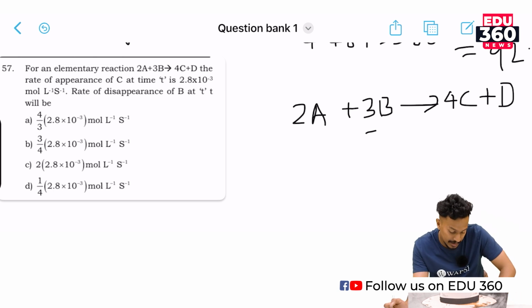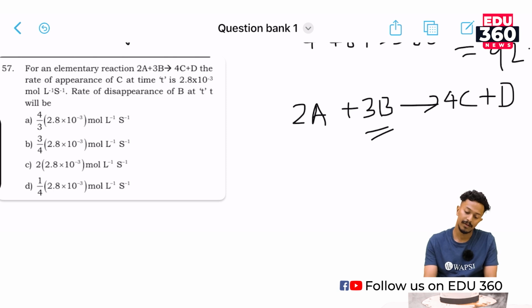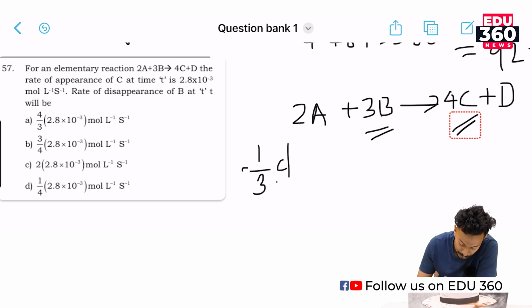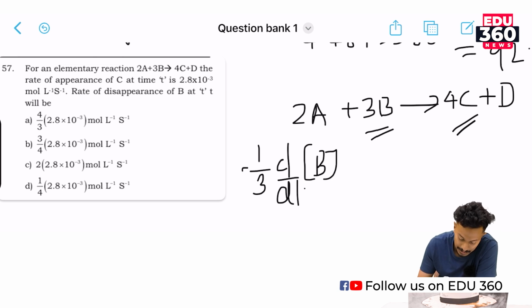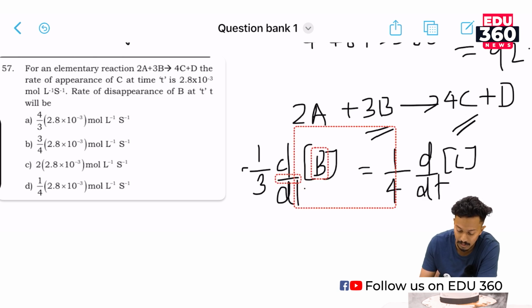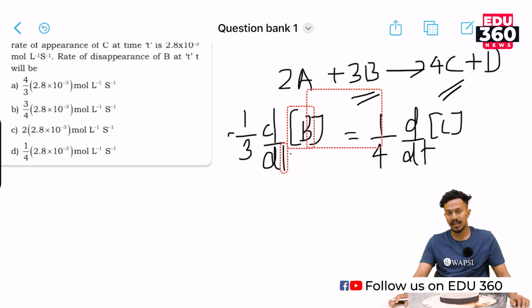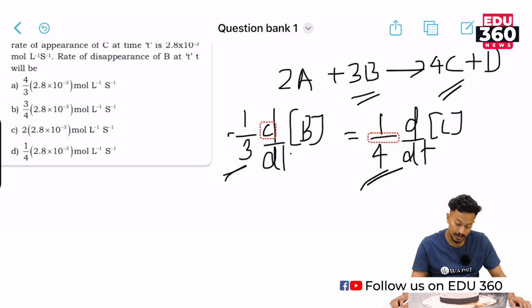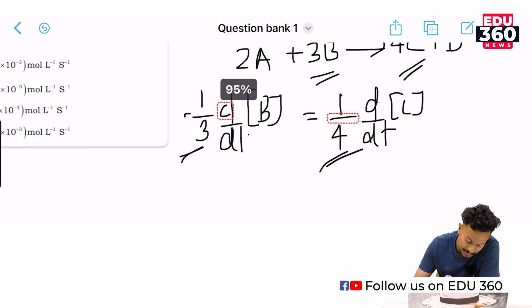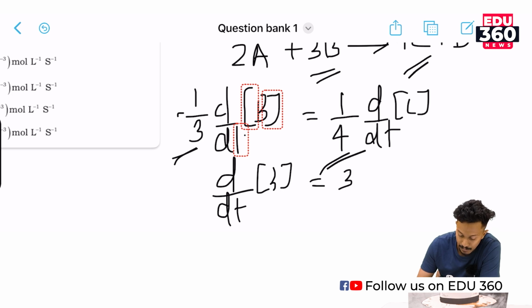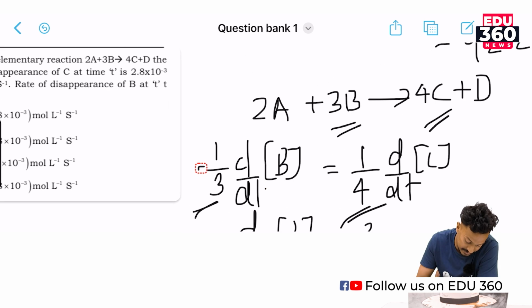We have to find out the disappearance of B with the given appearance of C. So we could write the rate of the chemical reaction as minus 1 by 3 d by dt of concentration of B is equal to 1 by 4 d by dt of concentration of C. You are familiar with this one, right? Rate of the chemical reaction is given by the change in number of moles. So by this we could find the disappearance of B as 3 by 4 of the appearance of C.